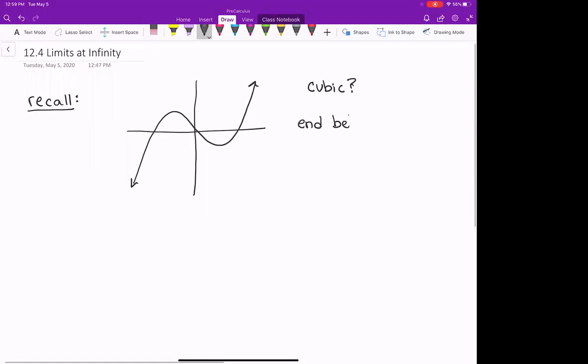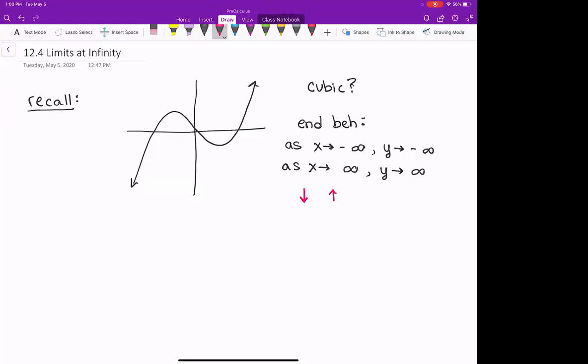And the way that we talked about the end behavior on polynomials like this, I would say as x heads to negative infinity, y is heading to negative infinity. And as x is heading to positive infinity, y is heading to positive infinity. And that just basically meant that on the left side of the graph, you were going down, and on the right side of the graph, your end behavior was going up.